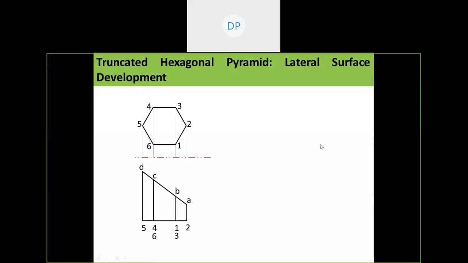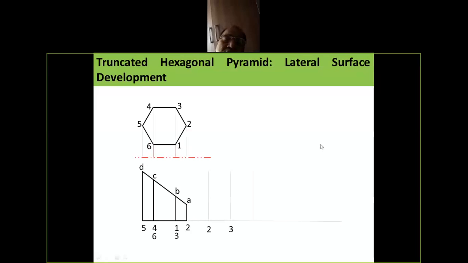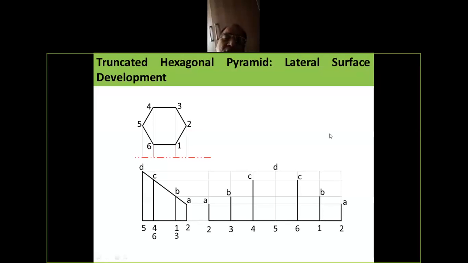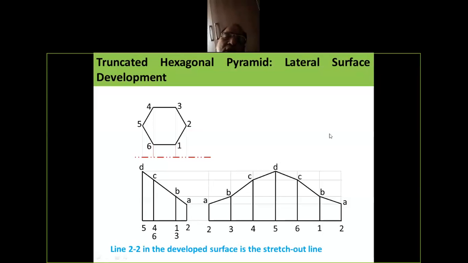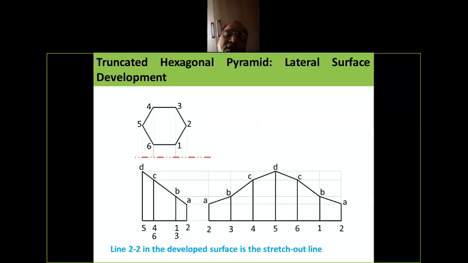Next figure, sir. Now this is a simple figure. You have to consider the simple figure that is developed. That is a simple hexagonal pyramid.